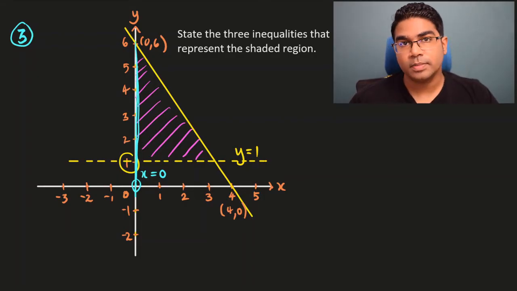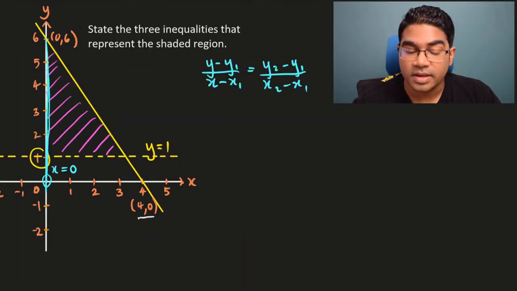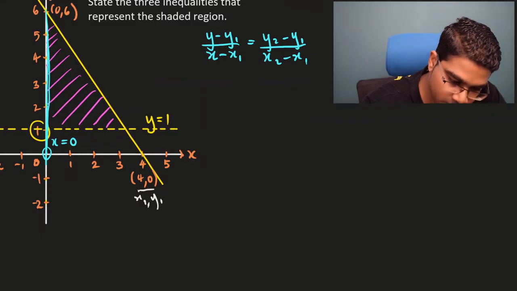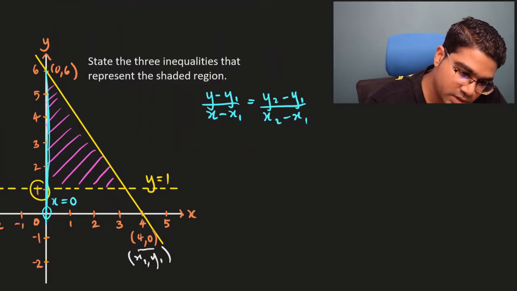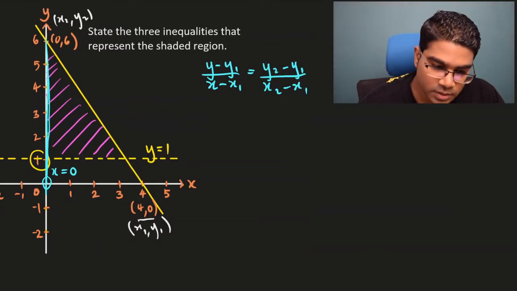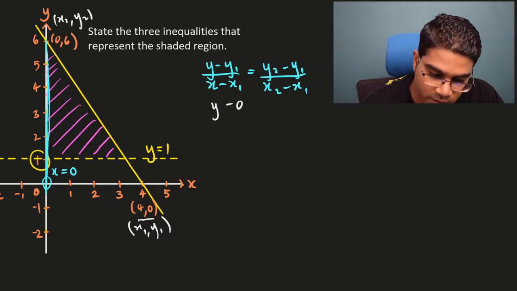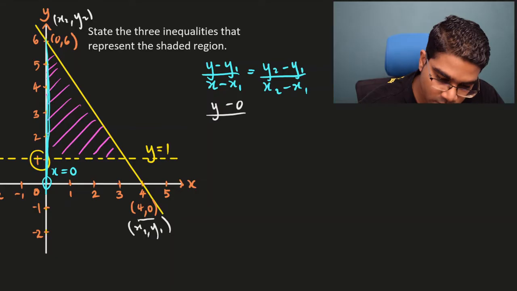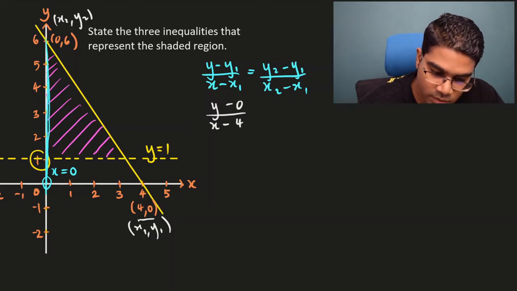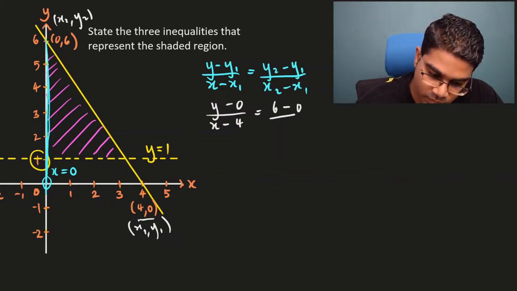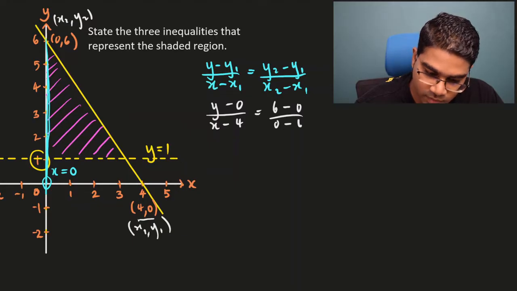When you have the x and y-intercept, there are many ways that you can find the equation of the straight line. I want my left side to be y minus 0. So I'm going to choose this as x1, y1, and this as x2, y2. It actually doesn't matter which is which. When we do it this way, we get y minus 0, which is what I want, because I want y in terms of x. So (y minus 0) over (x minus 4) equals, y2 is 6, so (6 minus 0) over (0 minus 4).